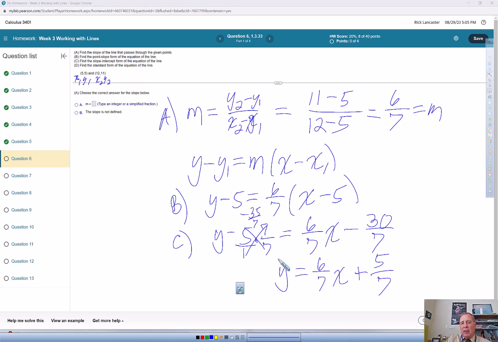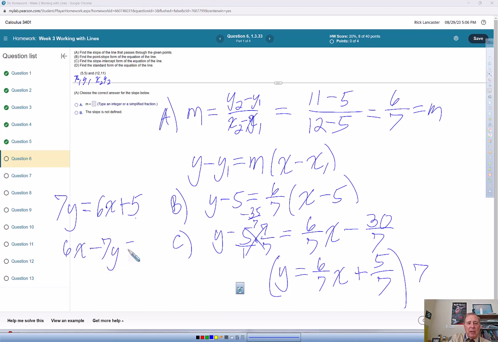So I'm going to get rid of the denominators here. I'm going to multiply the entire equation by 7. So that's going to give me 7y equals 6x plus 5. And the book likes for us to keep the first number, the first thing in the equation, positive. So I'm going to subtract 7y from both sides and subtract 5. So that's going to give me 6x minus 7y equals negative 5. It'll probably take negative 6x plus 7y equals 5 as well.